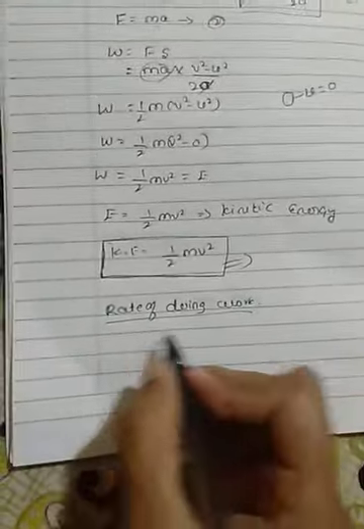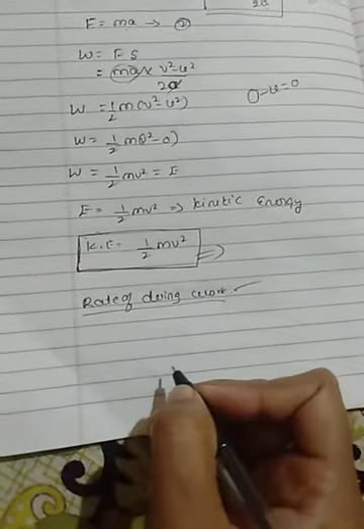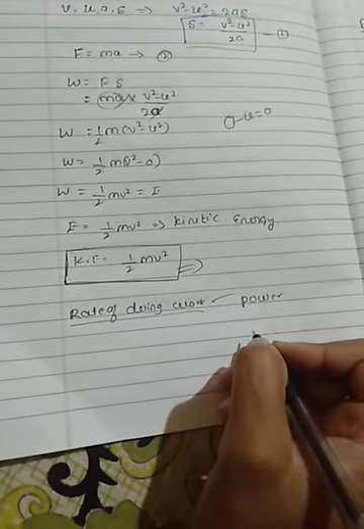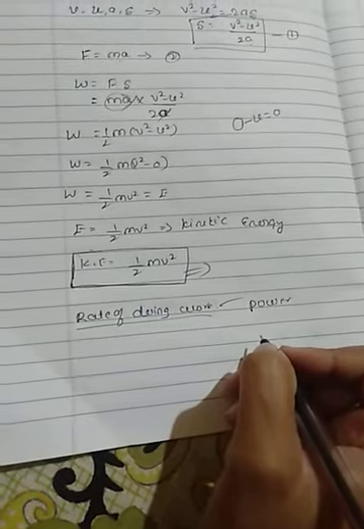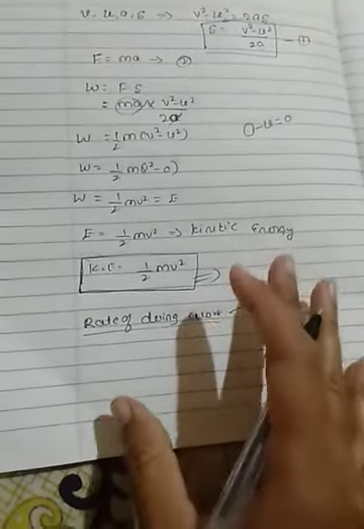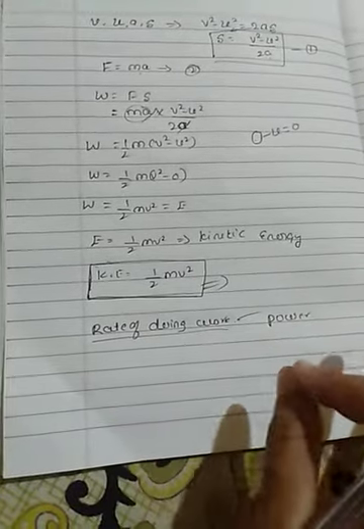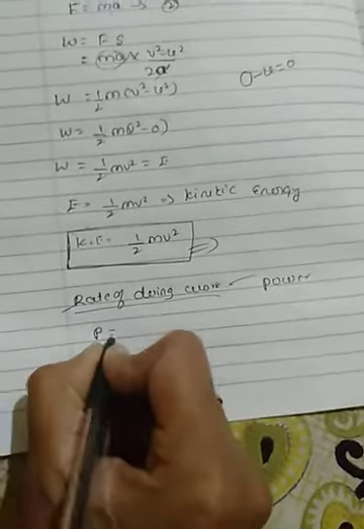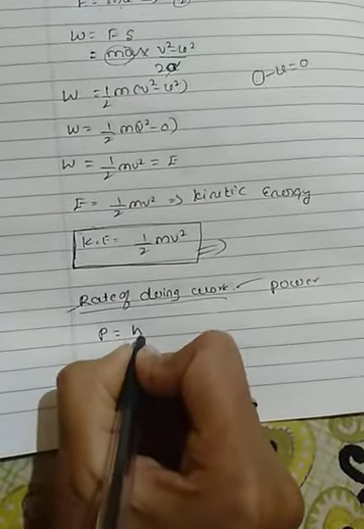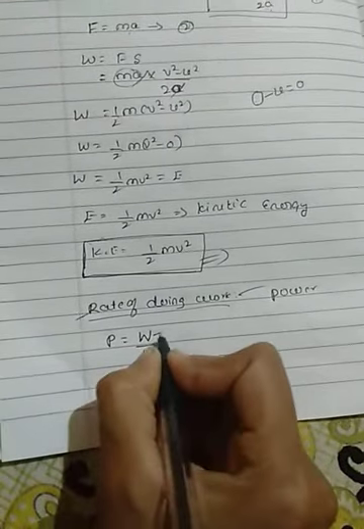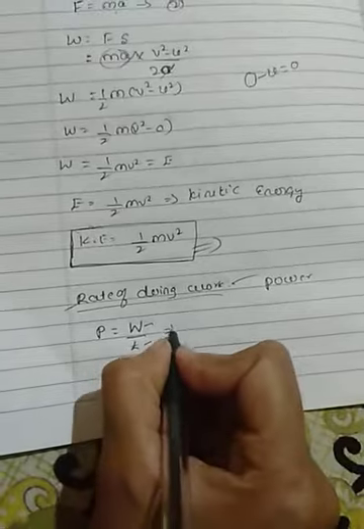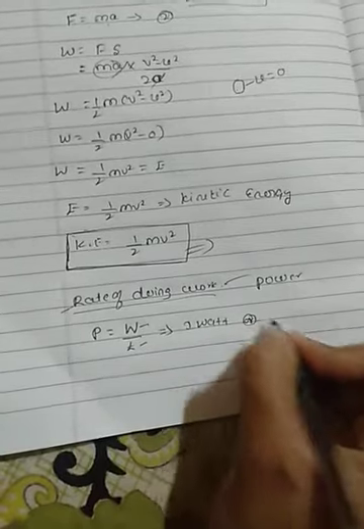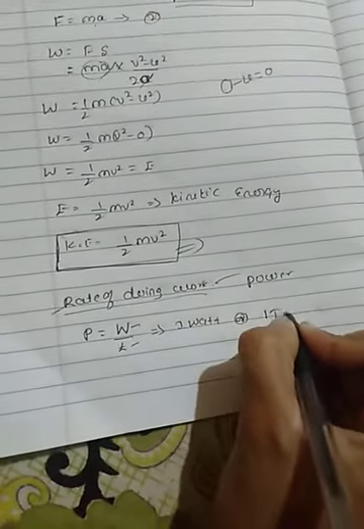The next one is rate of doing work. What is rate of doing work? It's nothing but power. Power measures the speed of work done, that means how fast or slow work is done. So power is defined as the rate of doing work. It is represented in equation by work done divided by time, and its unit is 1 watt. This unit can also be represented as 1 joule per second.